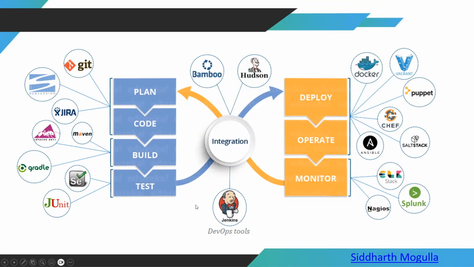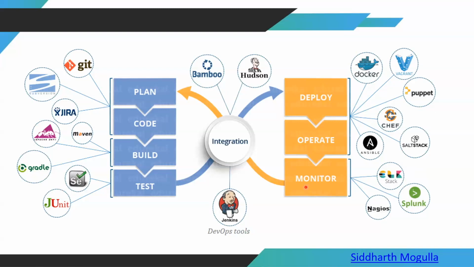All right, so we are right here. Once the test phase is complete, then with the help of Jenkins, we'll integrate the code, move it to a test repository, and deploy it using Chef and Ansible. Chef and Ansible are the two majorly used tools for deployment, and you can also use Puppet for that.